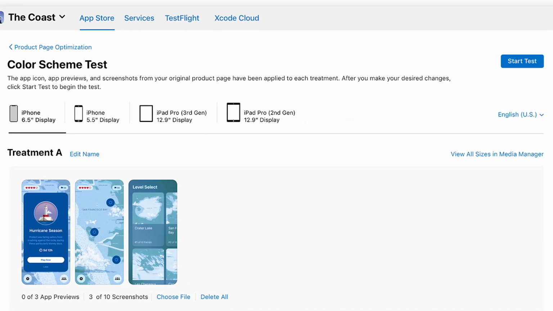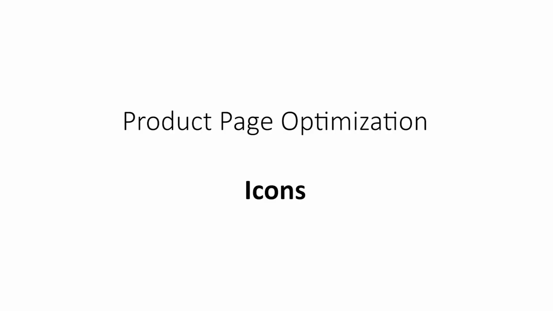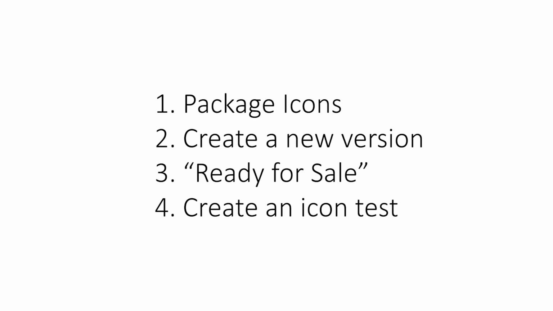But where is the option to test the icon, you might be thinking? Well, apparently it's not that intuitive. To test your icons, you will need to package the different icons in your library, upload a new version, wait for it to get approved by Apple, attach it to a new version submission, and wait for the new app version to be available for sale in the App Store, like you always do. Only then you will have the option to test the icons by creating a new product page optimization.